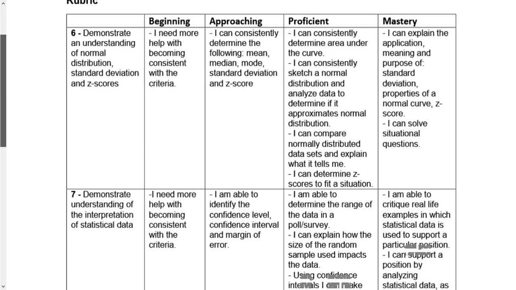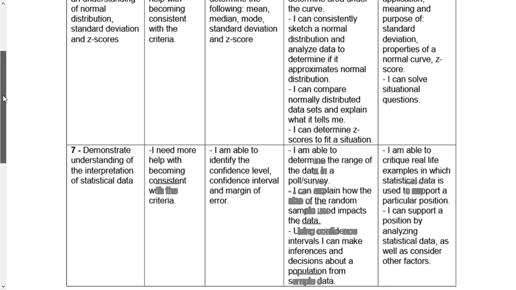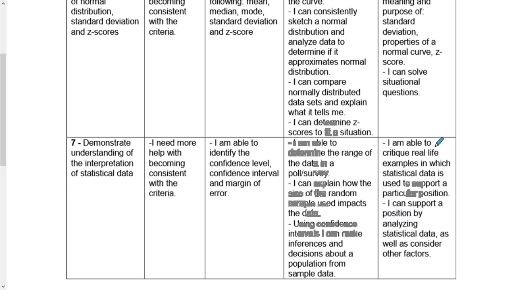A nice outcome rubric allows you to have an understanding of 6, meaning that you can explain the application, meaning, and purpose of standard deviation, properties of normal curve, and the z-score, and you can solve different situational questions. And to understand your confidence intervals is being able to critique real-life examples in which that data is used to support a particular position, and you can support that position by analyzing the data to consider other factors.